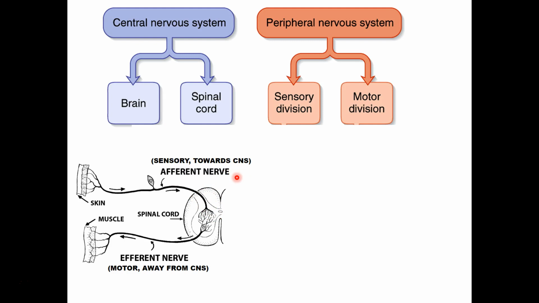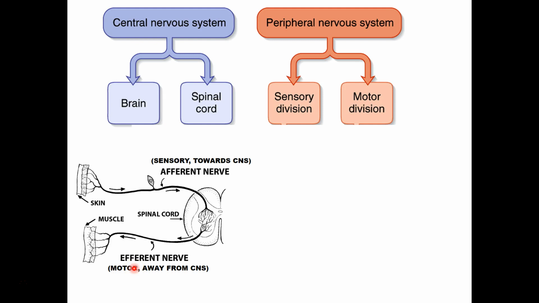These are sometimes called afferent nerves. On the bottom, we're seeing the opposite. We're seeing a signal coming from the center out towards, in this case, a muscle cell, where we can now enact some sort of action. Motor is traveling away from the CNS, and these are often referred to as efferent nerves.